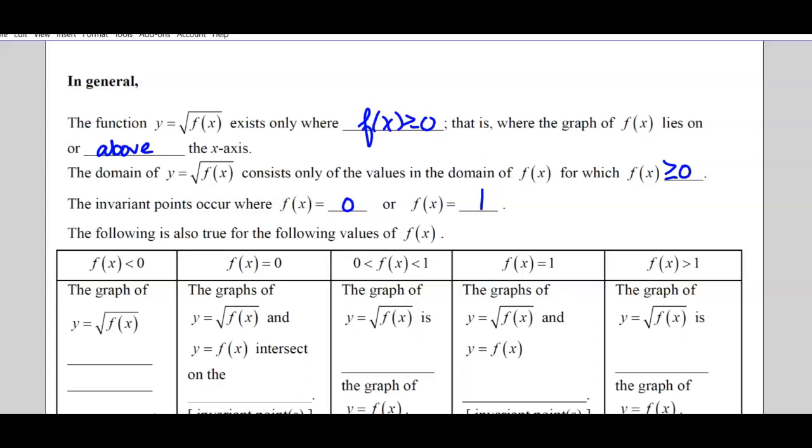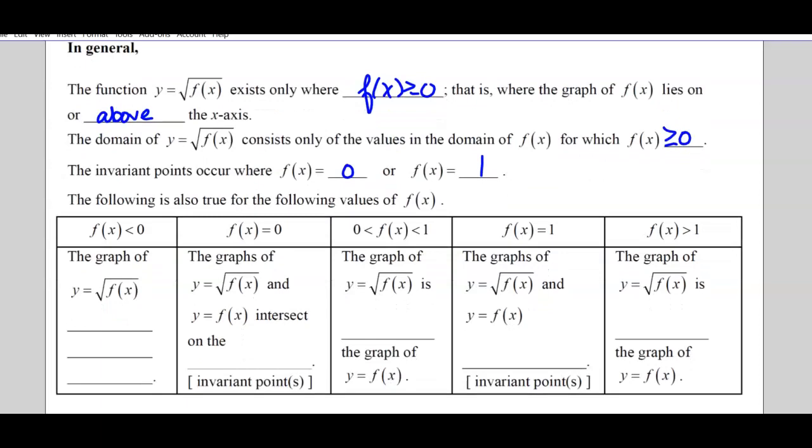Okay, so now it's split up into parts here. If your radicand, your f of x, has a value that's less than 0, means it's negative. If you're trying to take the square root of it, you can't. So the graph of the square root of f of x, where f of x is less than 0, does not exist. Okay. Then, if you have f of x equaling 0, taking the square root of it, you get 0. So they're intersecting on what axis? The x-axis, exactly. Okay, and that will give you invariant points.